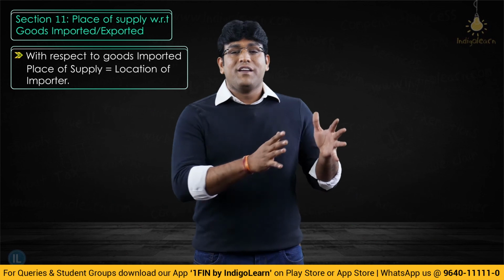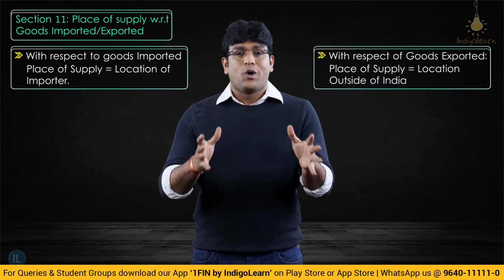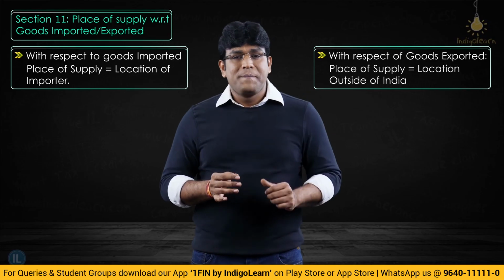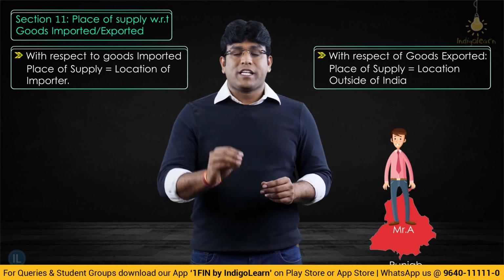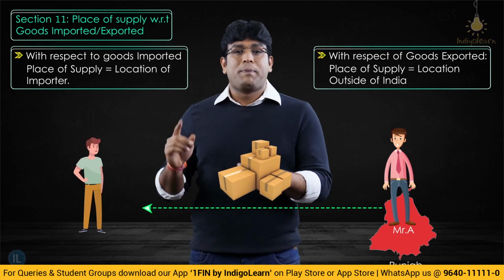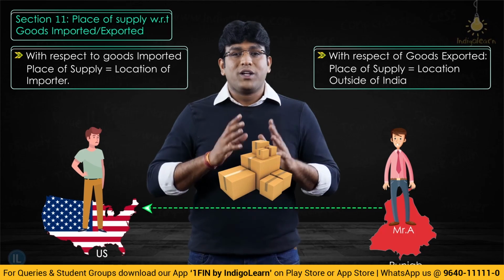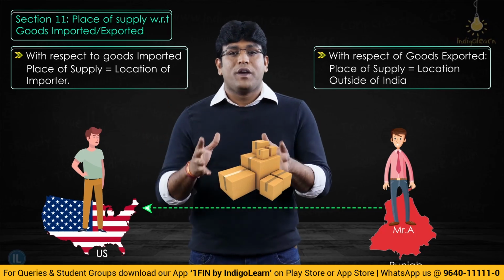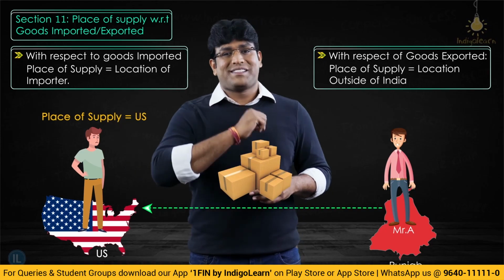On the other side, if the goods are exported from India, place of supply will be the location outside India. The reverse example: Mr. A of Punjab is exporting goods to Mr. Ping Pong of the US. In that case, my dear friends, place of supply will be the US.